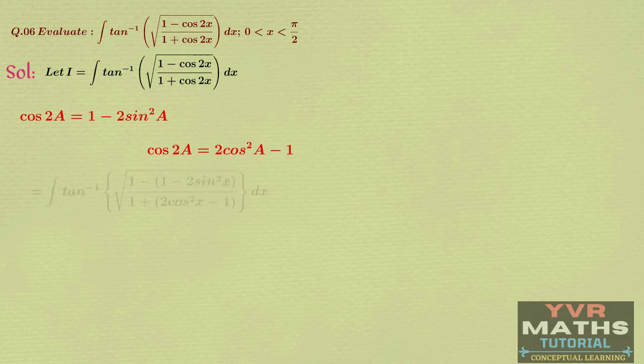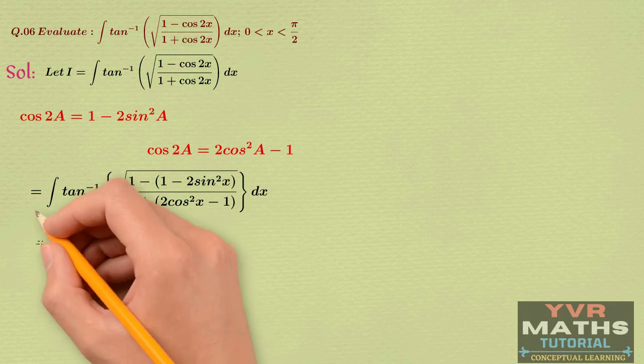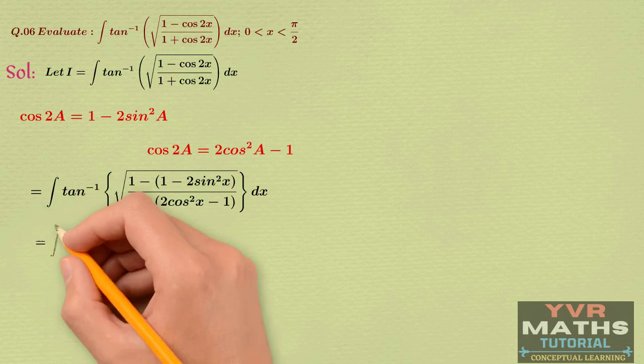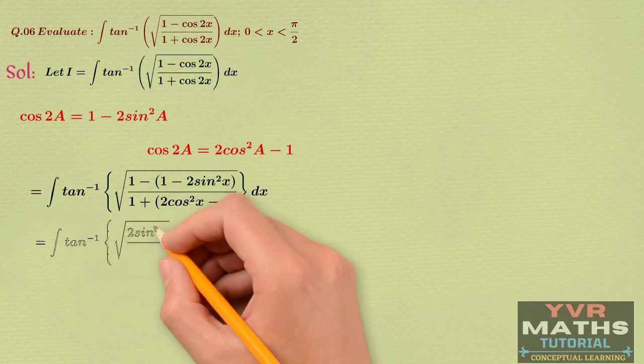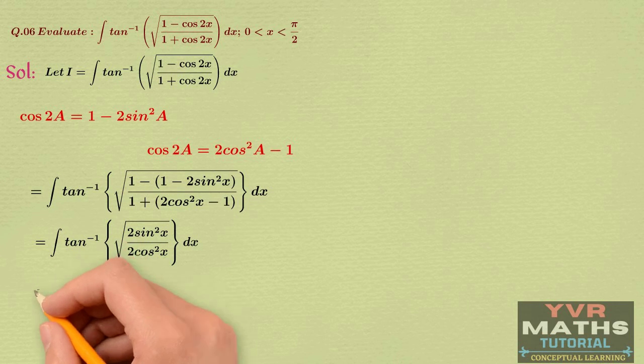Then the next step is integral tan inverse of root over 1 minus of 1 minus 2 sin square x by 1 plus of 2 cos square x minus 1 dx. If you observe here, on the numerator plus 1 minus 1 get cancelled, and in the denominator also plus 1 minus 1 get cancelled. Then the next step is tan inverse of root over 2 sin square x by 2 cos square x dx. Here 2 get cancelled.